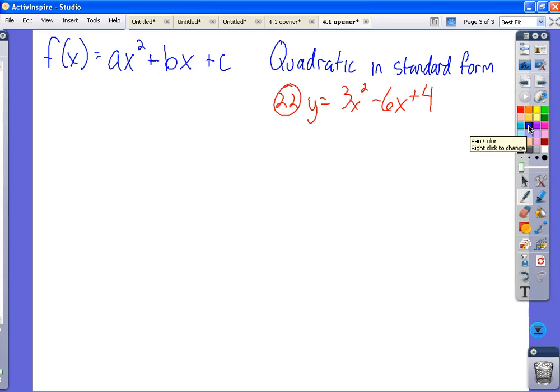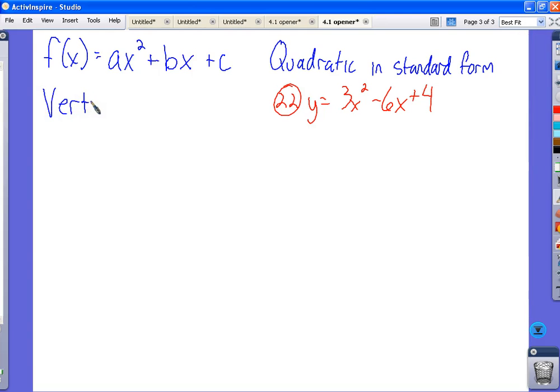So to find the vertex, there's two parts to the vertex. What are the two parts? The vertex is a point, right? It's a point somewhere on the graph. What are the two parts to any point on the graph? X and y are the two parts to a point on the graph. Okay? So we need the x part of the vertex and the y part. First we'll talk about how to find the x.